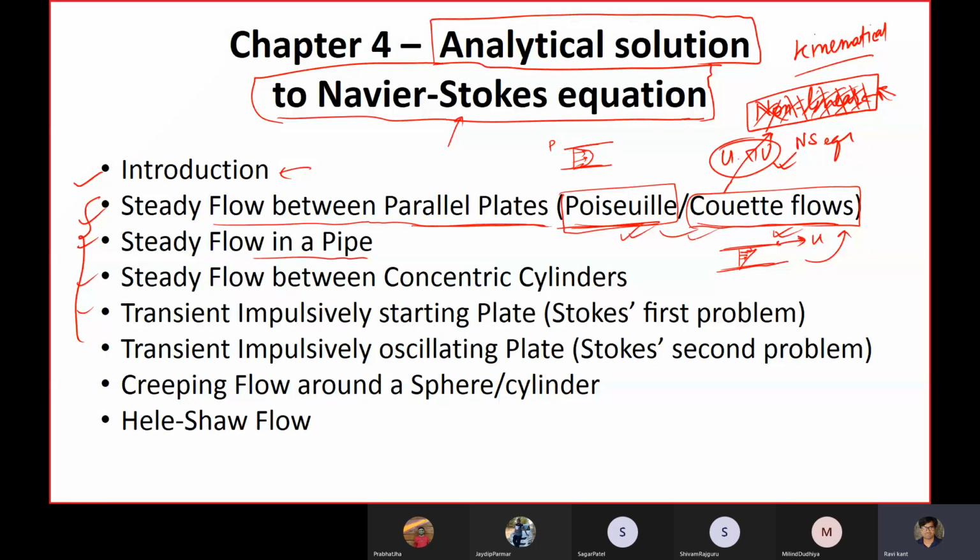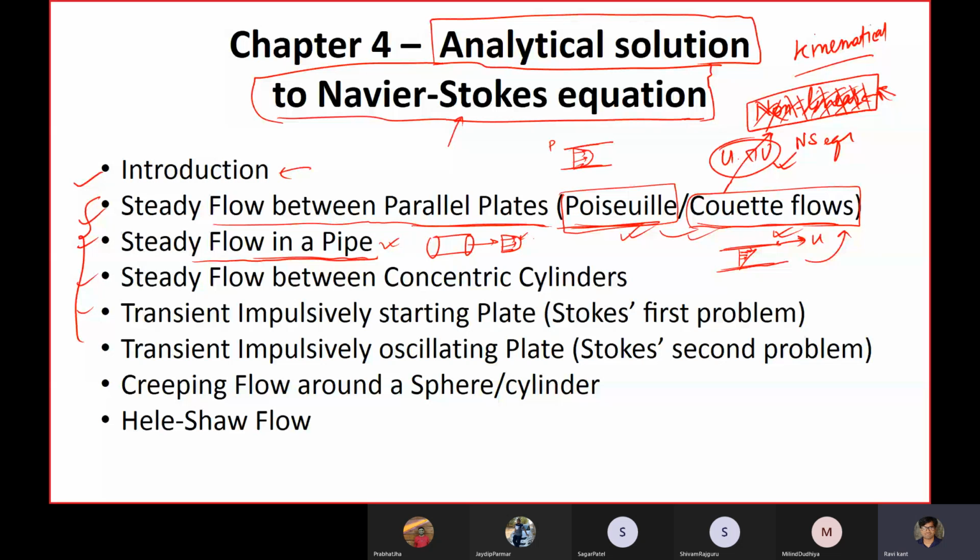Next is steady flow in pipes. Unlike Poiseuille flow, we have circular pipes, and since this is a three-dimensional case, instead of a parabolic profile you will have a paraboloid profile. In this case also we will be able to find the analytical solution for the reduced Navier-Stokes equation.